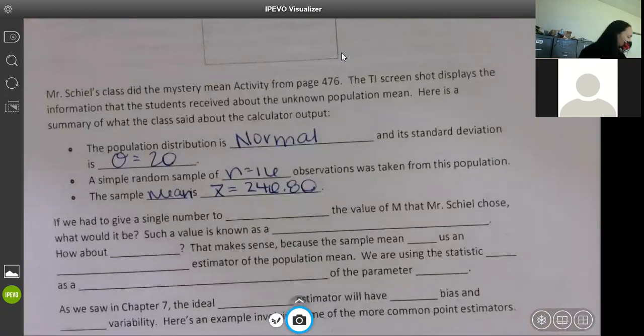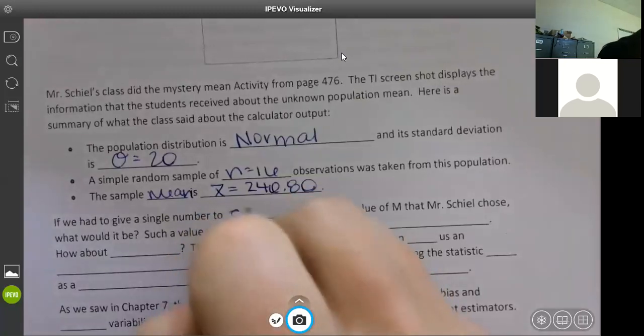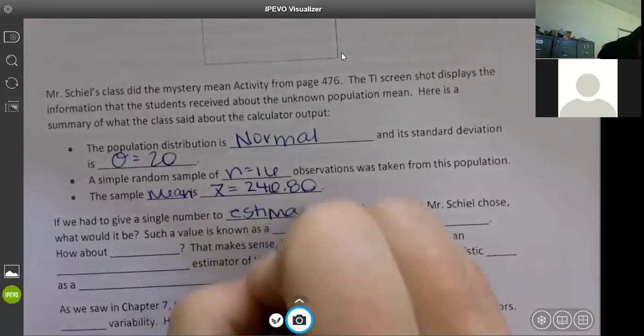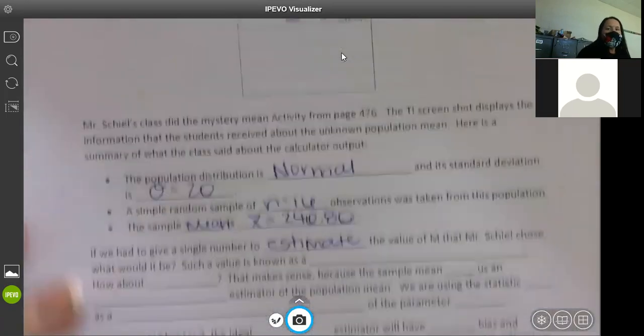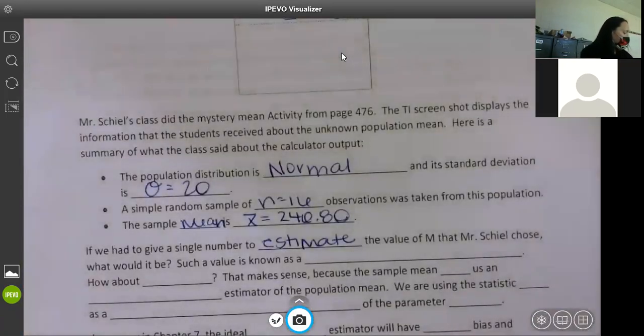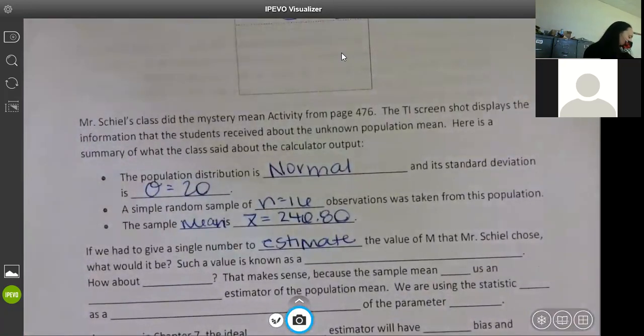If we had to give a single number to estimate, I can't get comfortable up here. The value of mu that Mr. Shields chose, what would it be? Such a value is known as the point estimate.